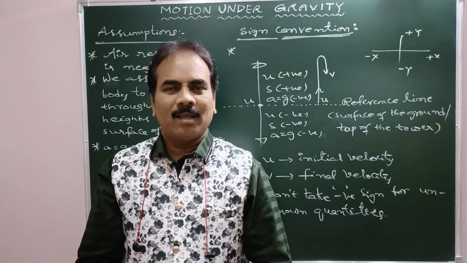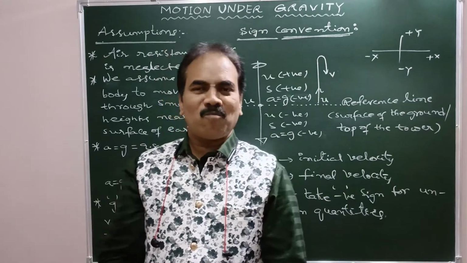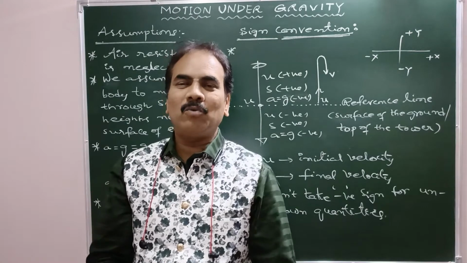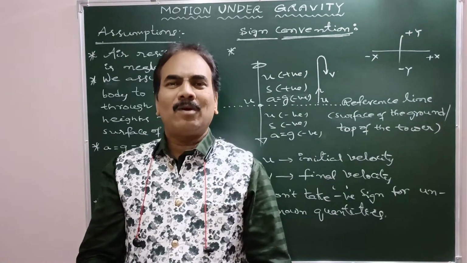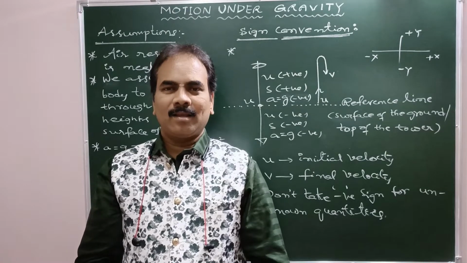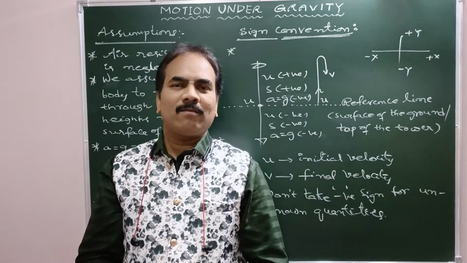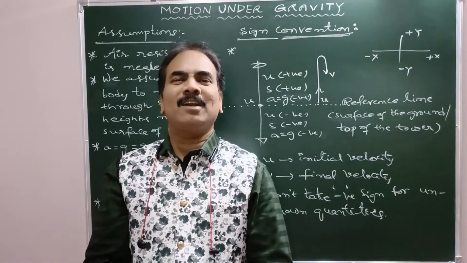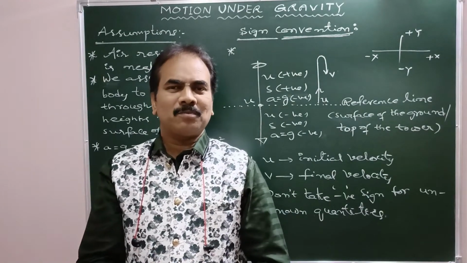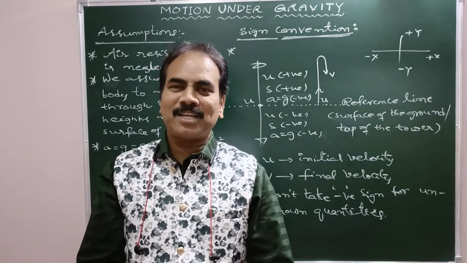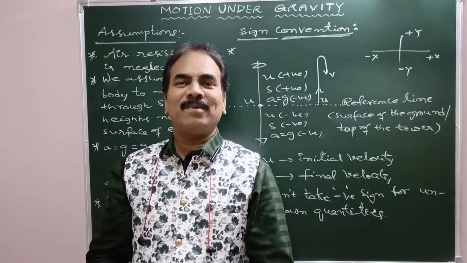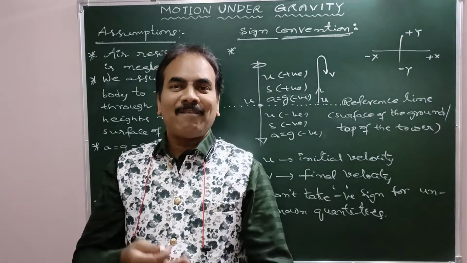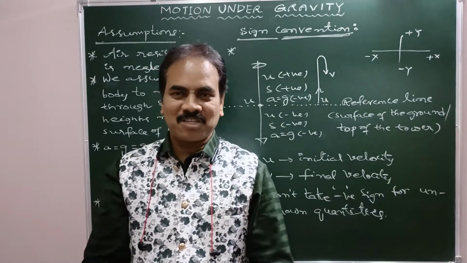We know the equations of motion: v equal to u plus at, s equal to ut plus half at square, v square minus u square equal to 2as. These are known as equations of motion, which can be applicable for every object under uniformly accelerated or uniformly retarded motion. But here also, if acceleration due to gravity is constant, those equations can be applied. But for that, we have to make some assumptions.